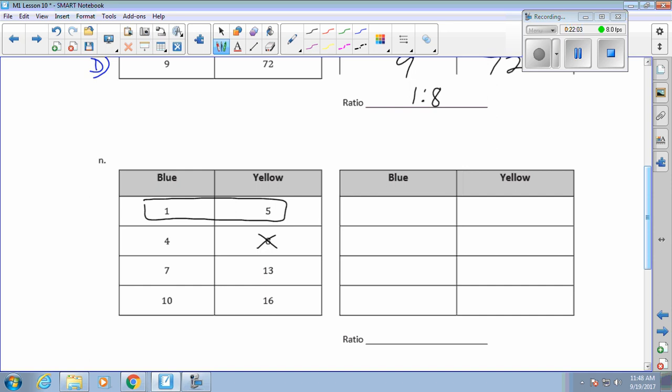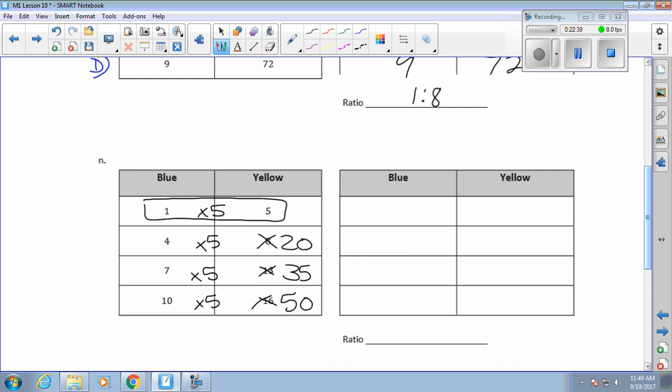Jacob. The 8 should have been 20. 20. Why 20? Because 5 times 4 is 20. Very good. Jacob, notice that you multiply each of these by 5. That would have given you 20. So 7 times 5 should have been what, everybody? 35. Yep, 35. Good. And 10 times 5 should have been 50.